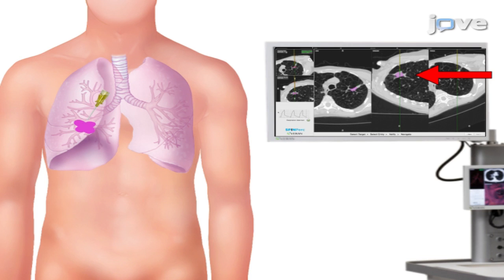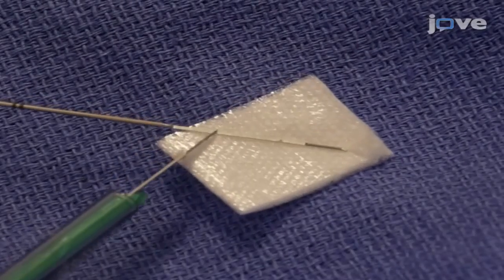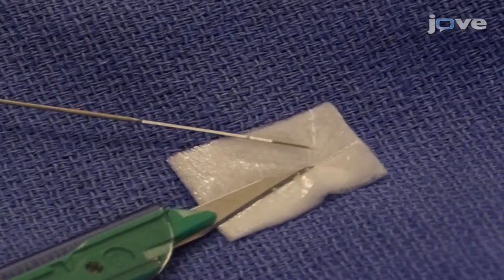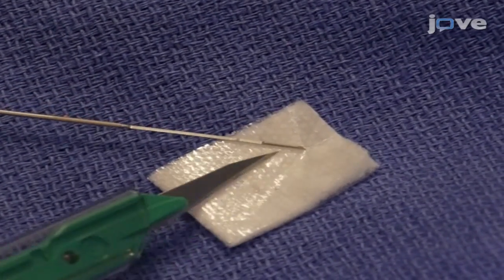Then, once in position and stable, a fine needle aspiration is performed, followed by multiple core biopsies using the 20-gauge core needle in order to sufficiently sample the lesion. The results show a successful biopsy of the lung lesion as demonstrated by the pathological analysis of the biopsies.